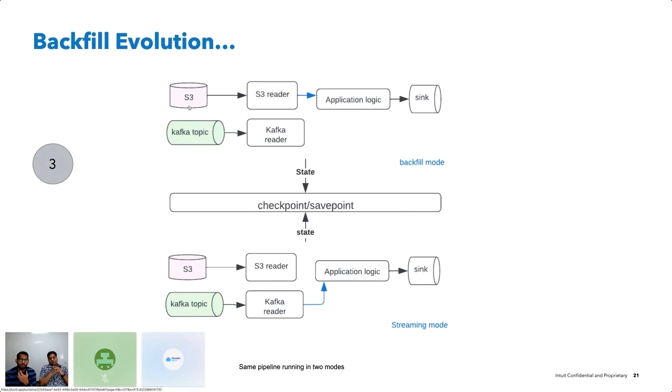So during backfill mode, we read data from S3 and we use the same logic, whatever application logic the customer provided, throughout the backfill. Once everything is done, then Kafka will kick in and start reading messages from Kafka. That's how we were able to maintain the state and it worked for us. The checkpoint times are very low, and it used to take 1 to 2 minutes for 100 GB of state size. Currently it is in production, and it is running fine.